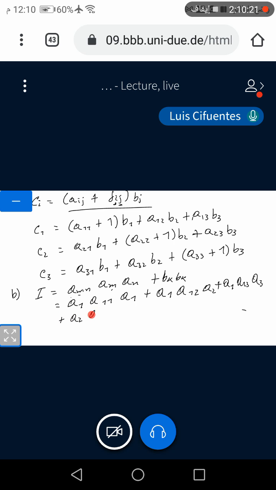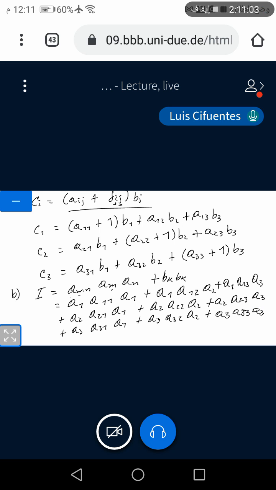A21, A1 plus A2, A22, A2 and then A2, A23, A3 and then A3, A31 with A1 plus A3, A32 and A2 plus A3 with A33, and then for BK just the square summation: B1 squared, plus B2 squared, plus B3 squared.